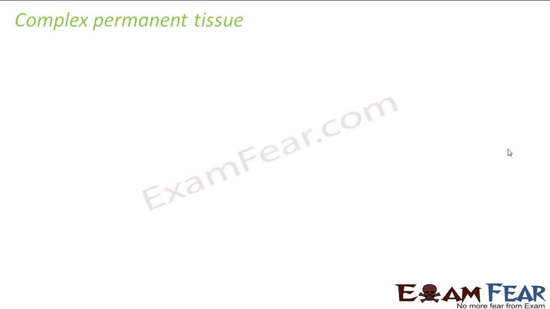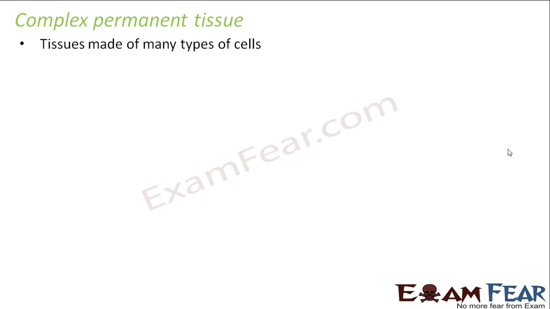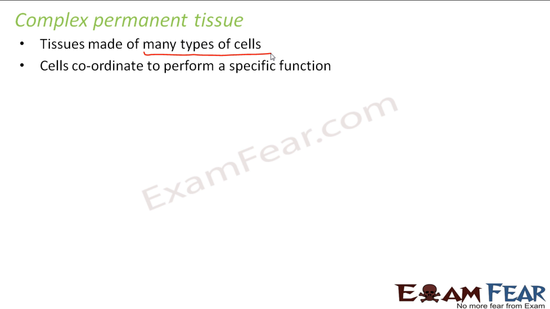So now we will talk about complex permanent tissue. So what did we see in simple permanent tissue? They are all made up of similar type of cells, right? But in case of complex permanent tissue, the tissues are made up of many types of cells. So all the cells which constitute the tissue are not of similar structure. They all have different structure and different appearance, correct? So in this, the cells coordinate to perform a specific function. So even though the cells are of different types, they coordinate with each other to achieve a common goal.